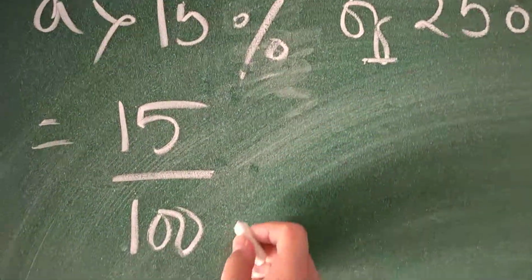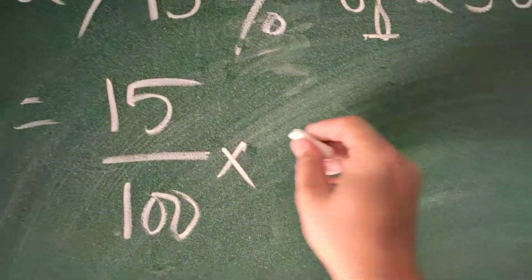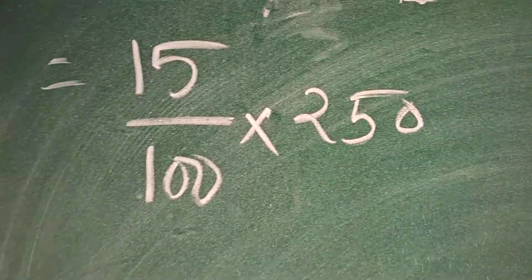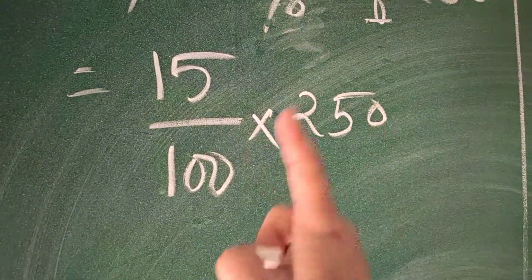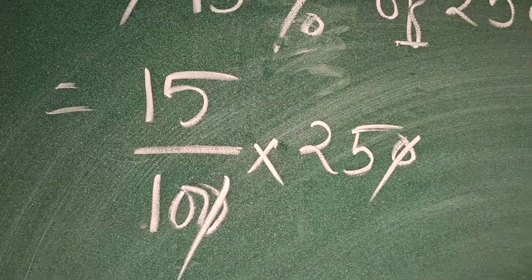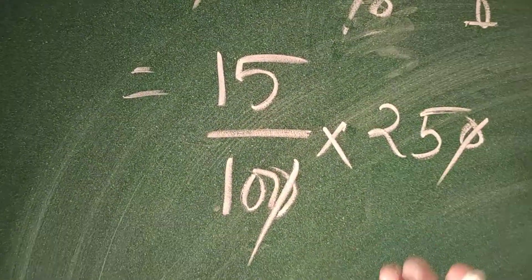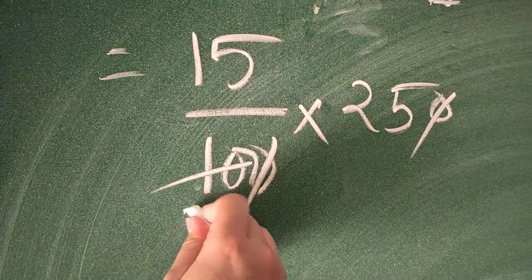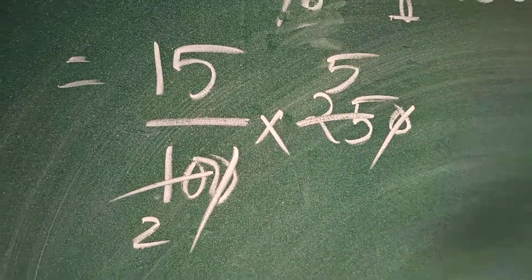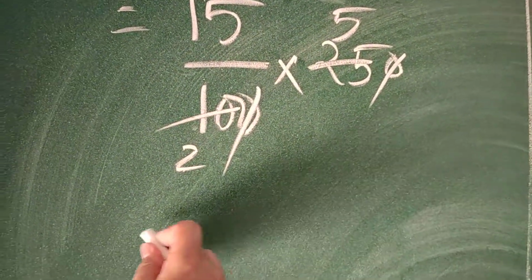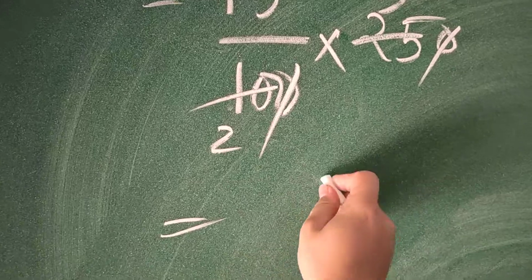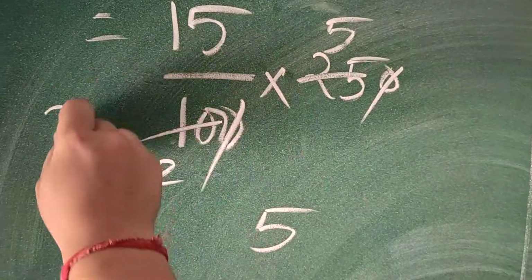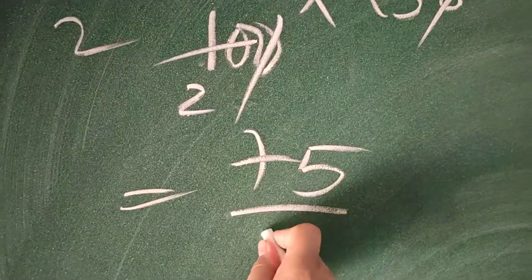Now this "of" indicates multiply, and 250. Now what you can do? Of course, cancellation. So 0, 0 can be deducted. Make it more easy, do not make it complicated. So 5 2s are 10, 5 5s are 25. Anything can be deducted? No. So 15 into 5, 5 5s are 25, 2 in hand, 75 by 2.